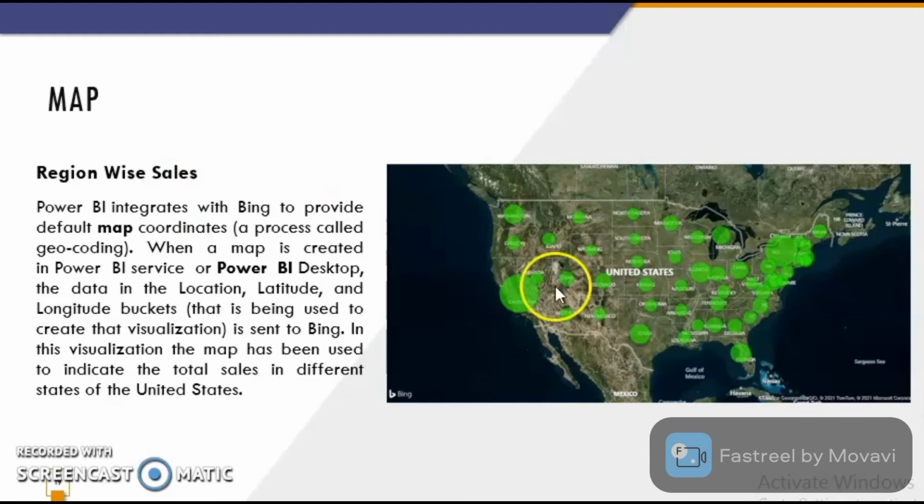For example, just by looking at the picture, you can understand that the size of the bubble here is bigger, so the amount of sales in California is much bigger than Arizona.